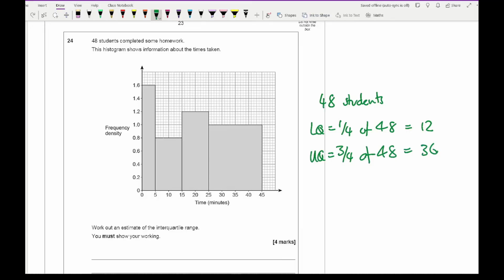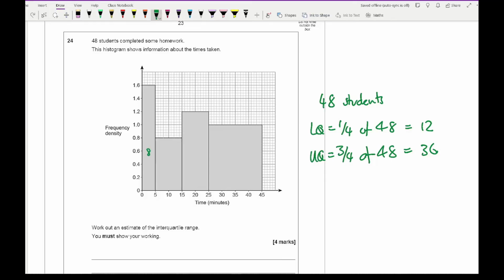So what I need to do is find the times of the 12th person and the 36th person. First things first, I'll work out the area of each of these bars. To work out the area of each bar, just times the length by the width. So I've got 1.6 times 5, which is 8, so it's 8 people there.